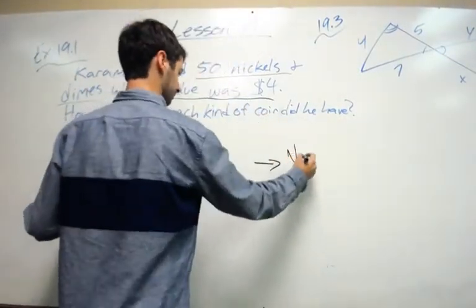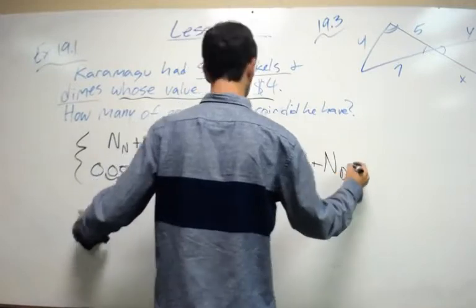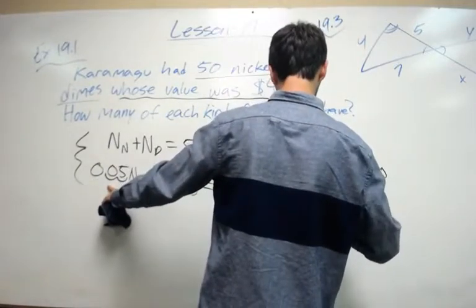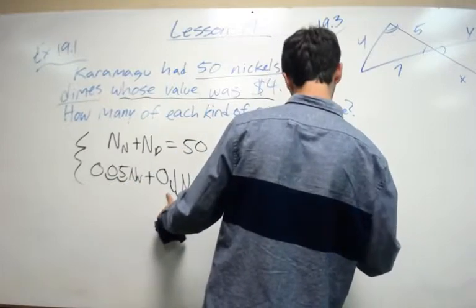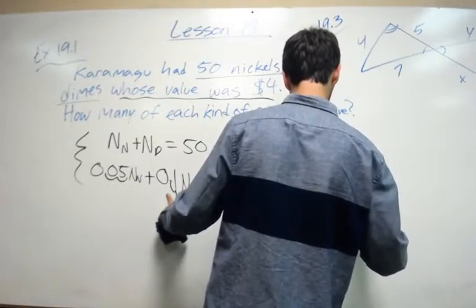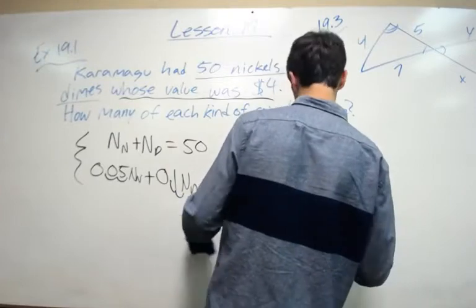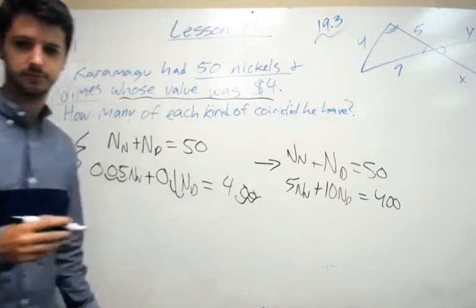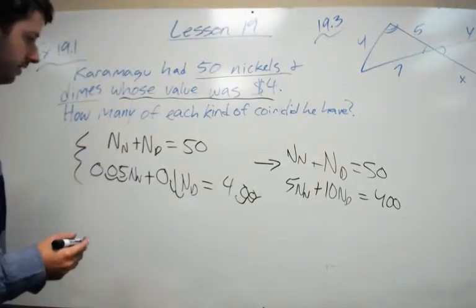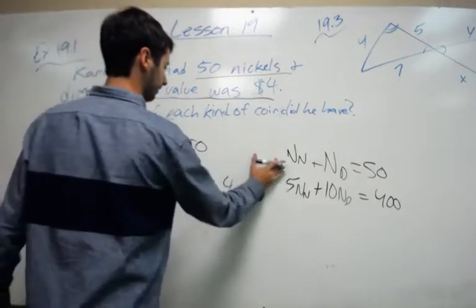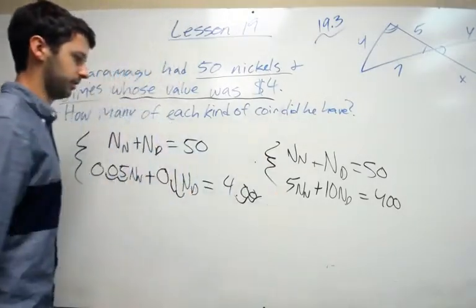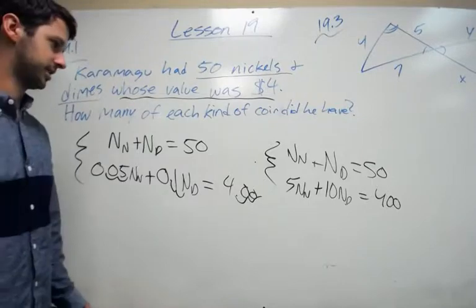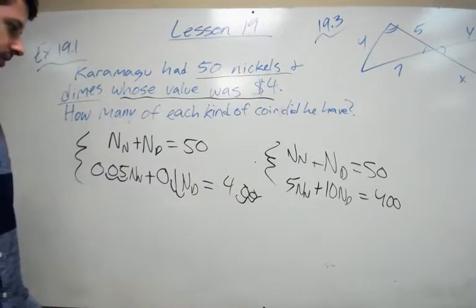Number of nickels plus number of dimes equals 50. This becomes 5 number of nickels. This becomes 10 number of dimes. Remember, you move it once after the 1, and then this becomes 400. So now we got no decimals, and that's way more appealing to solve. And the substitution and elimination looks a lot easier.